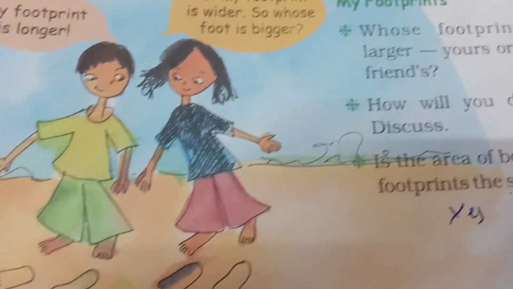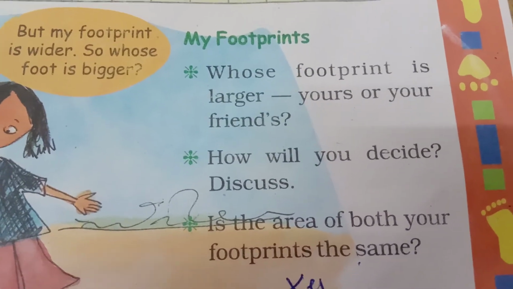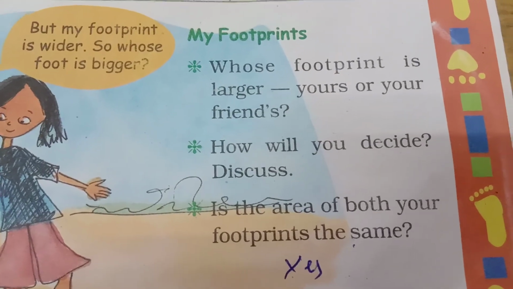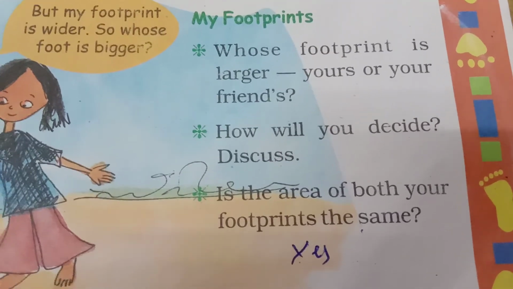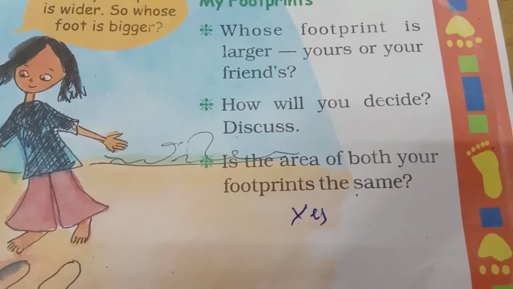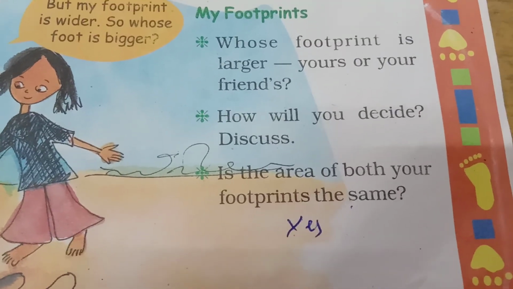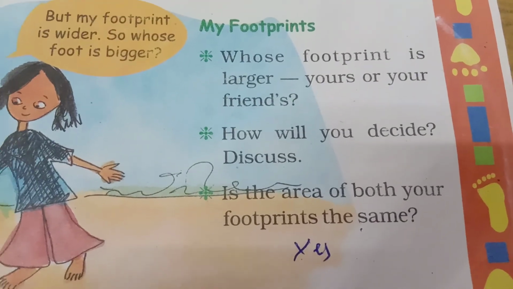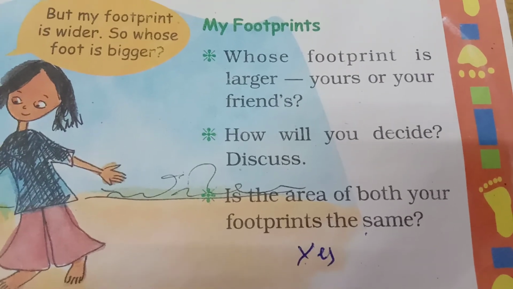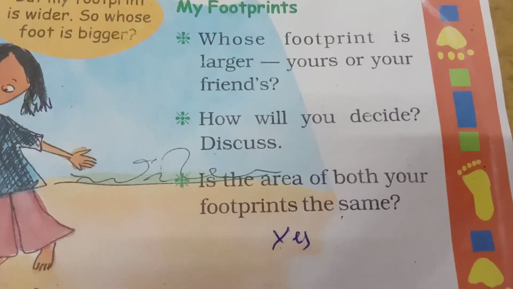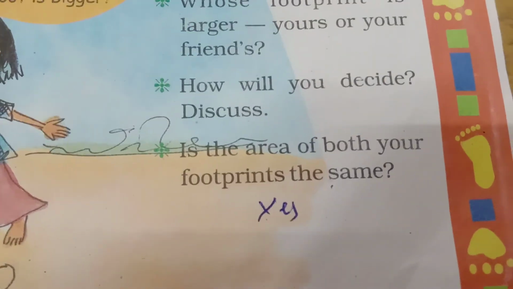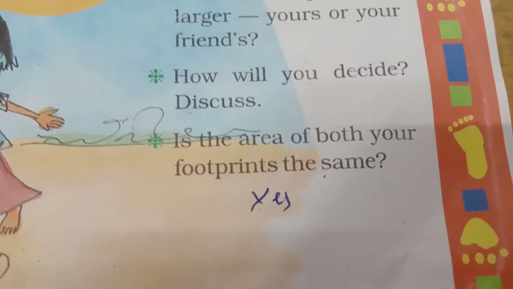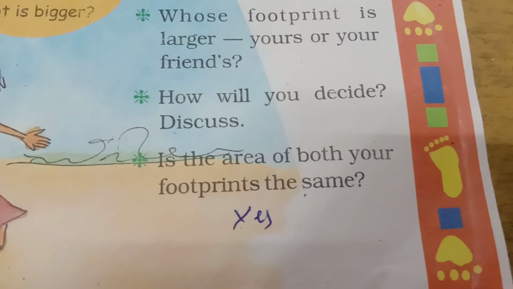and you can compare whose footprint has the larger area. Now, my footprints. Whose footprint is larger, yours or your friend's? You find out, you and your friend. How will you decide and discuss? How will you decide which footprint has the larger area? By finding the area of the footprint of mine and my friend, I can decide whose footprint has the larger area. Is the area of both your footprints the same? Yes, both of your footprints will have the same area.